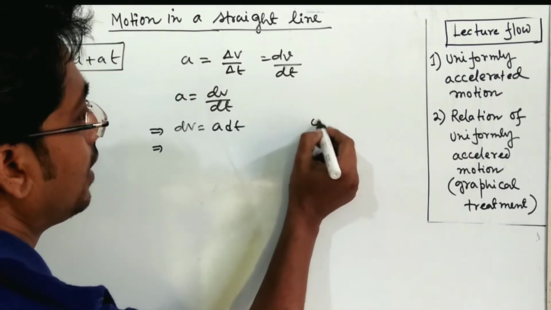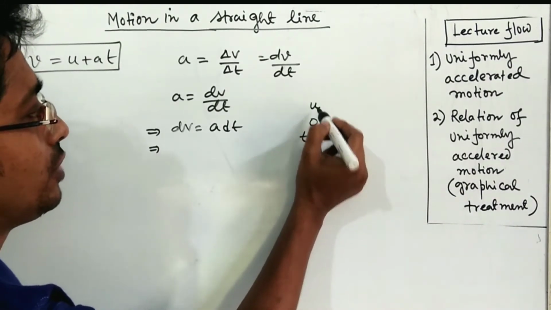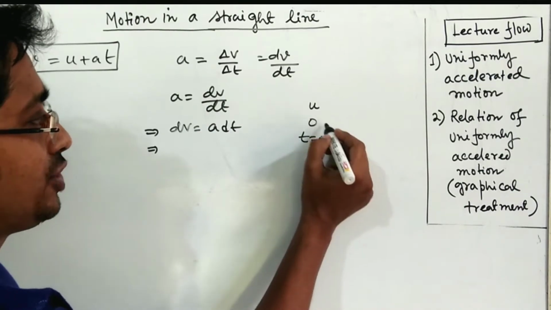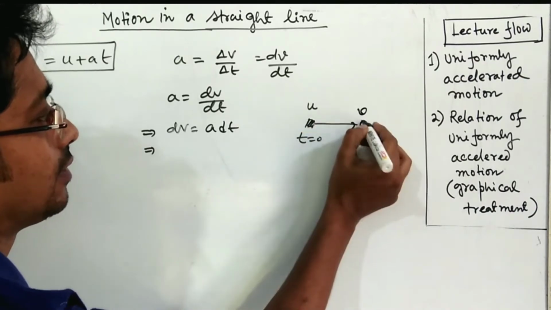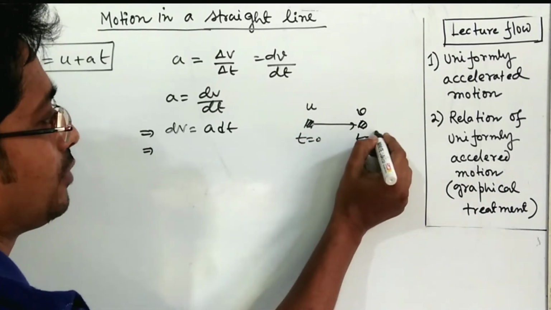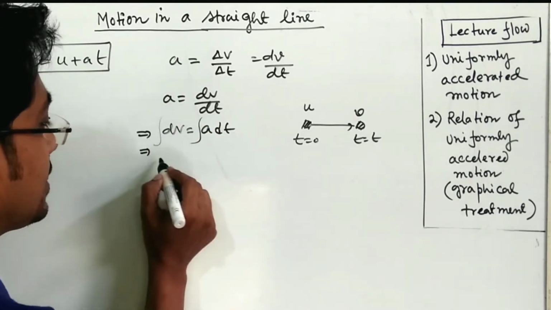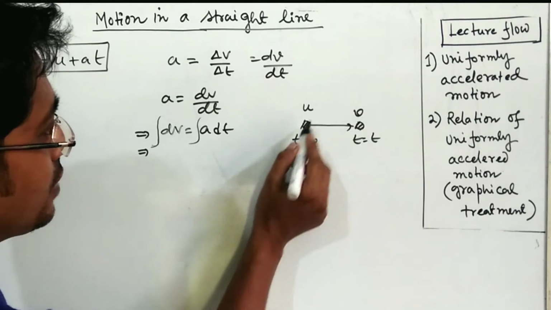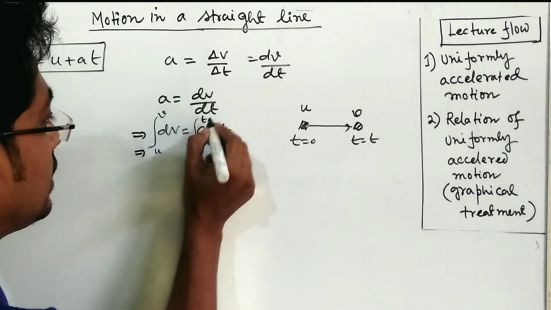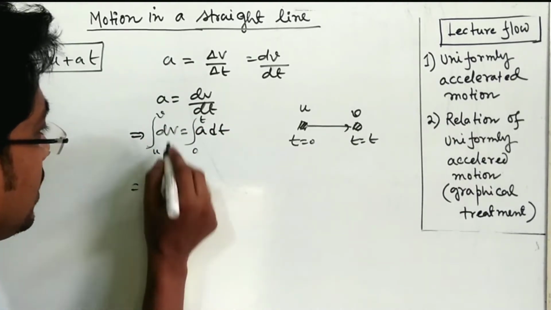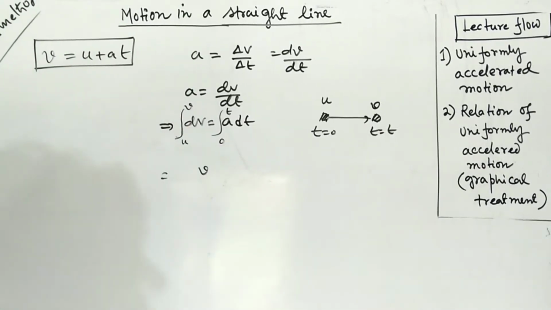Now the body at t is equal to 0, the body's velocity, suppose u, after applying the force at time t, the velocity changes to v. Okay, this is the body. So at that time t is equal to t. So if we apply the integration on both sides, then the velocity changes from u to v, and the time 0 to t. So the integration of dv will be only v.